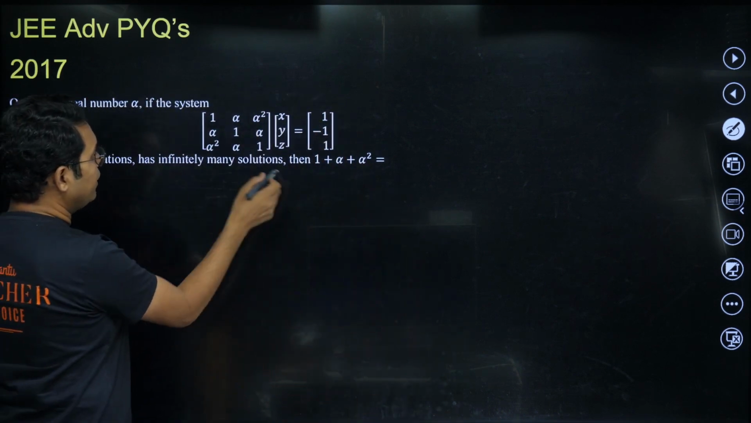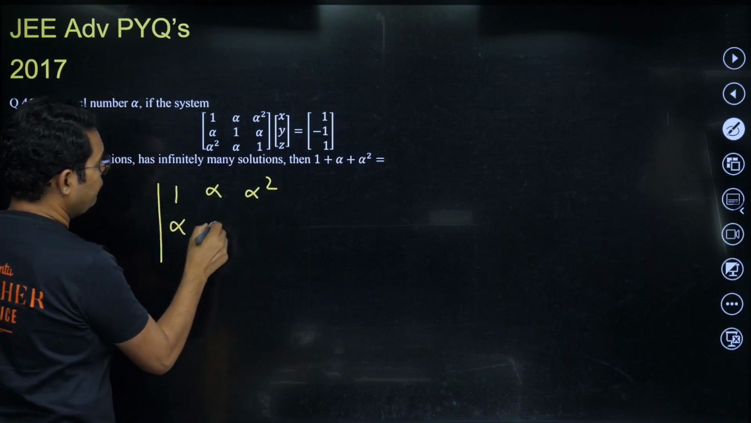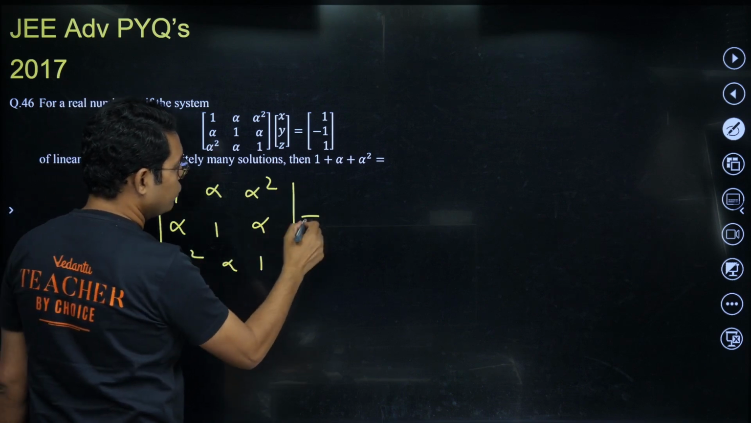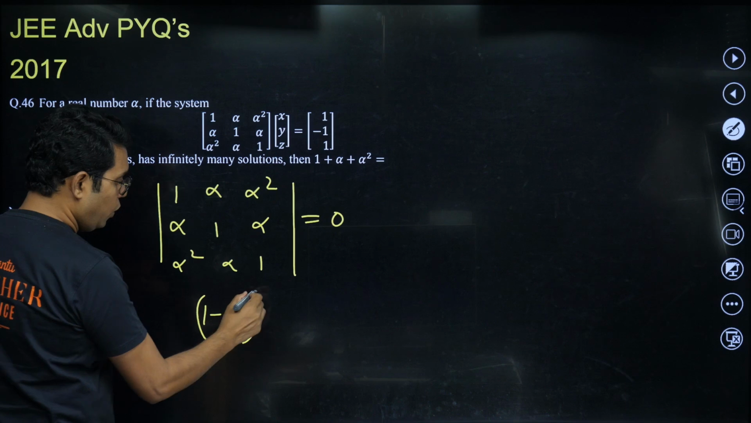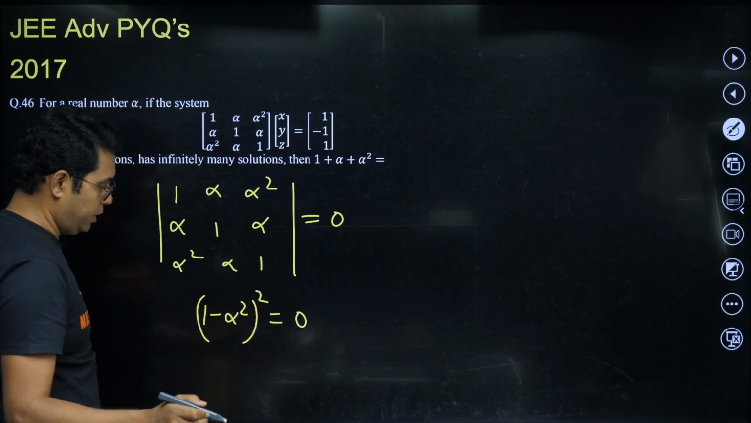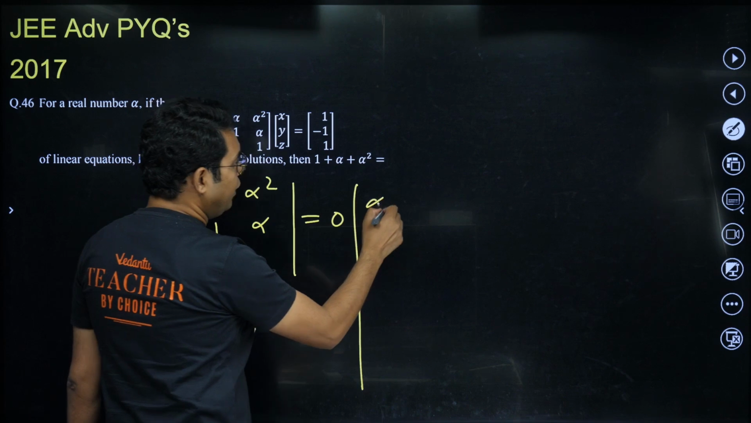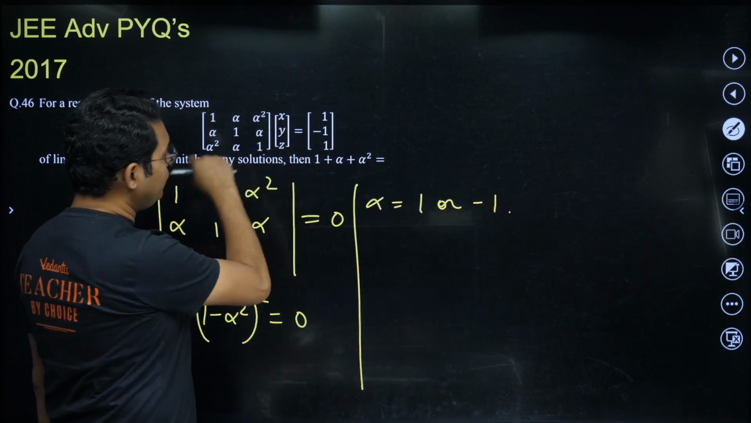that for infinitely many solutions, you go with the old method, this determinant alpha 1 alpha square alpha 1, equal to 0. If you open it, I think you will be getting 1 minus alpha square, whole square, is equal to 0. Okay, I remember the calculation, that's why I have done it directly. Your value of alpha will be 1 or minus 1. Only 2 values you will get.